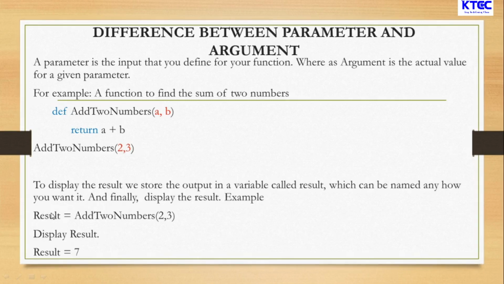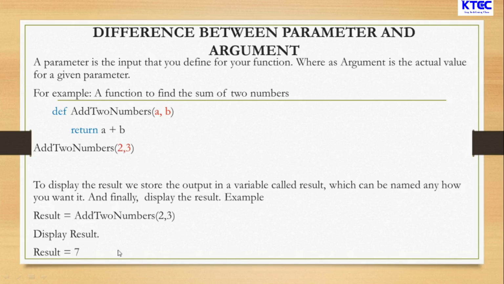You can choose to name it output, or whatever. I decide to name it result. Then you equate it to the name of the function and then the argument. So when you run this, if it is in Python, I'll say print result. Then it will display 5.